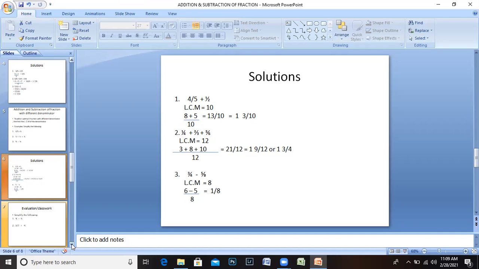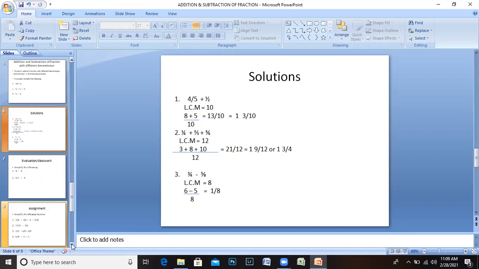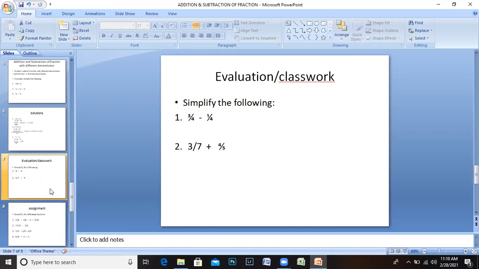Yes. Now, we are going to solve this as your evaluation or classwork. Try this too, my wonderful students. Simplify the following. Number 1, 3 over 4 minus 1 over 4. Number 2, 3 over 7 plus 4 over 5. I'm waiting, and I want to see your attempt in the chat room so that I'll be able to see your response. I'm going to give a few minutes to do that.